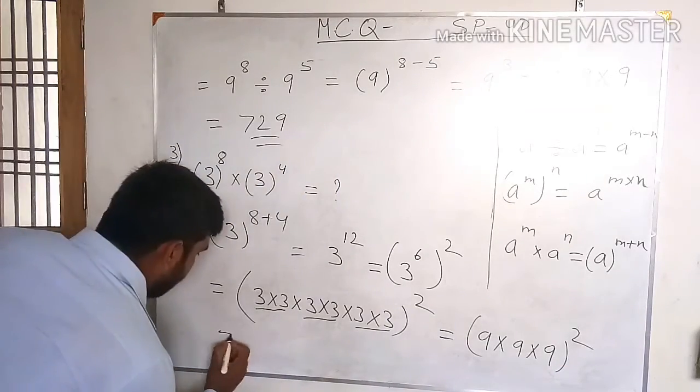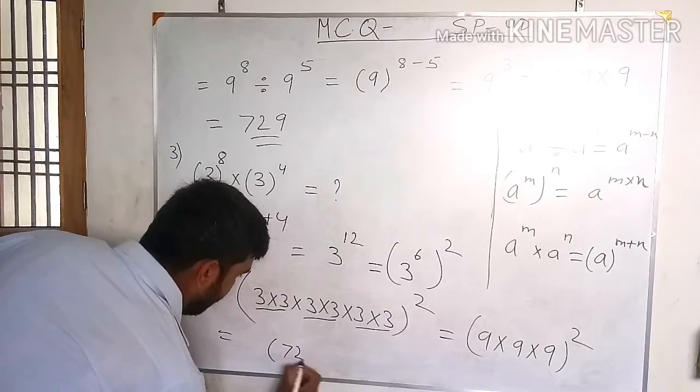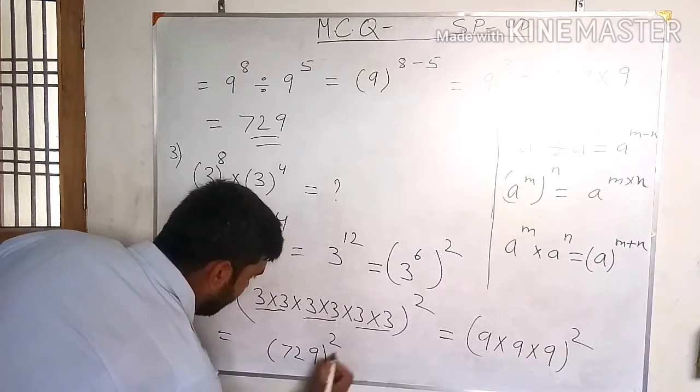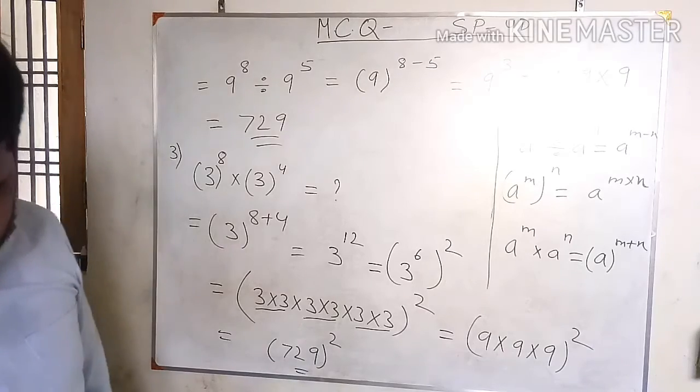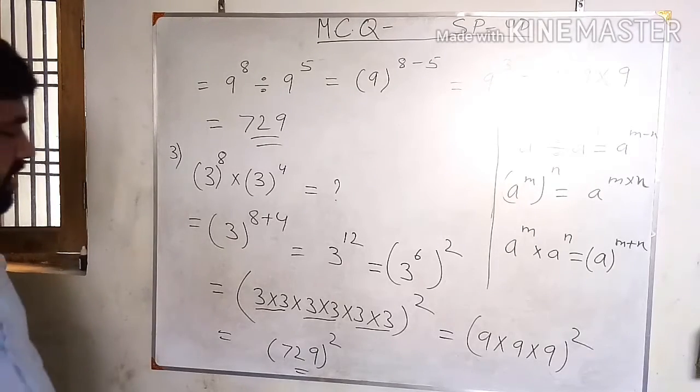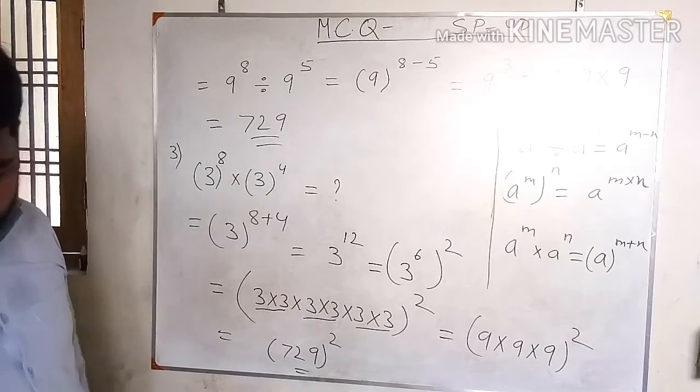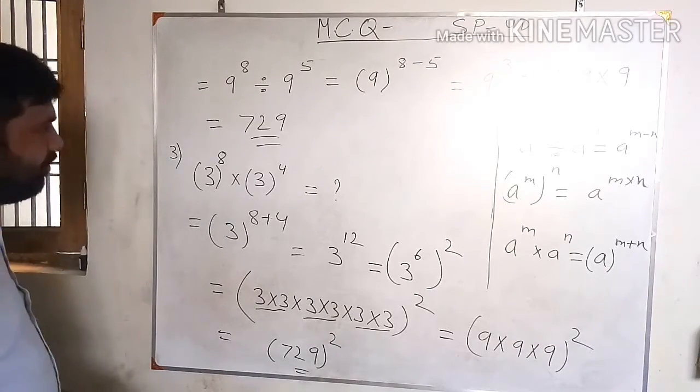So what will be the answer? Now we can write 729 whole to the power 2. That is the correct answer. So which option? Third, C. Third C, the correct answer, 729 square we can write. Now we move to the next question, number 4.